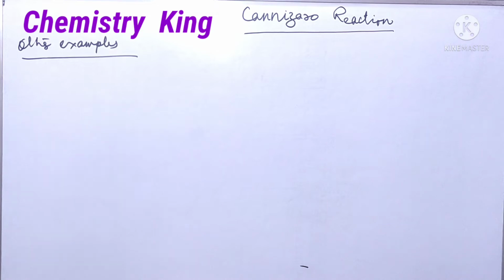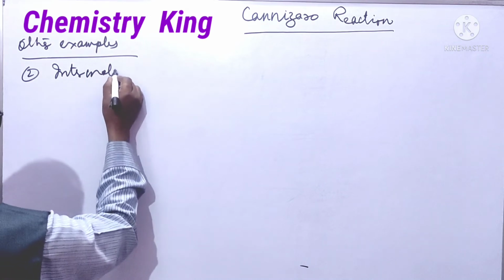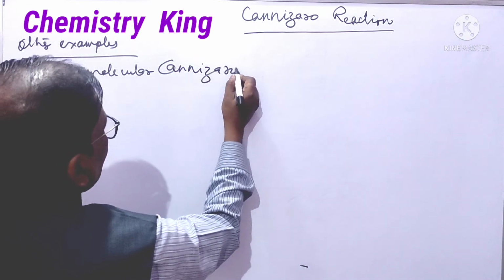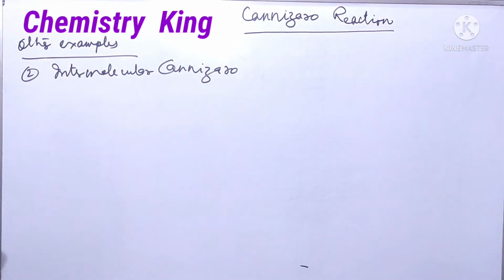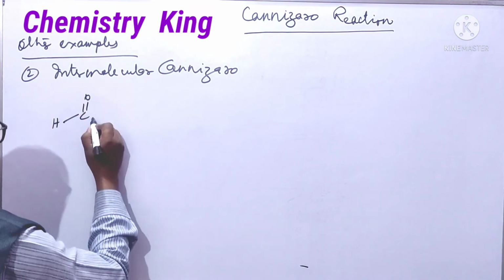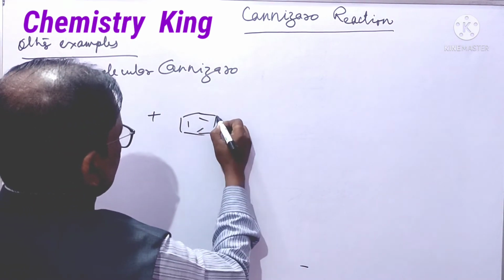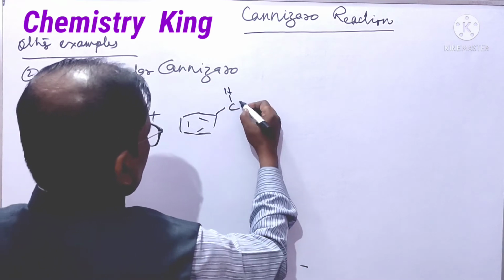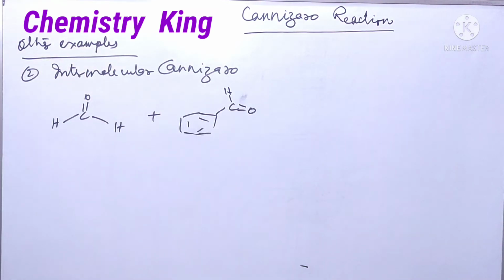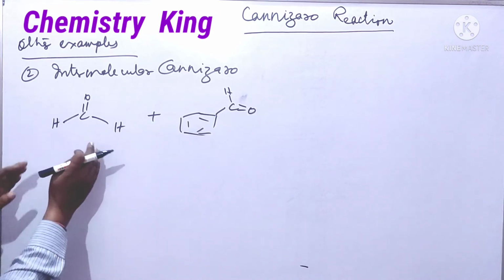Now second type is intermolecular Cannizaro. Intermolecular Cannizaro. Suppose it is formaldehyde and it is benzaldehyde. No alpha hydrogen here, no alpha hydrogen here. It is very much clear. This is a smaller molecule.